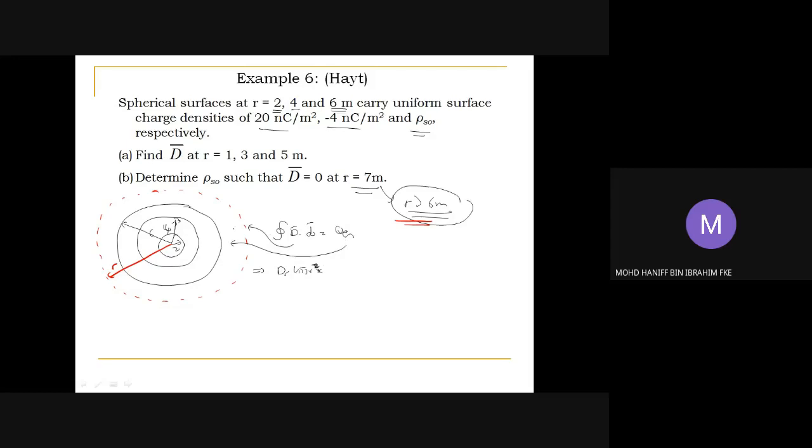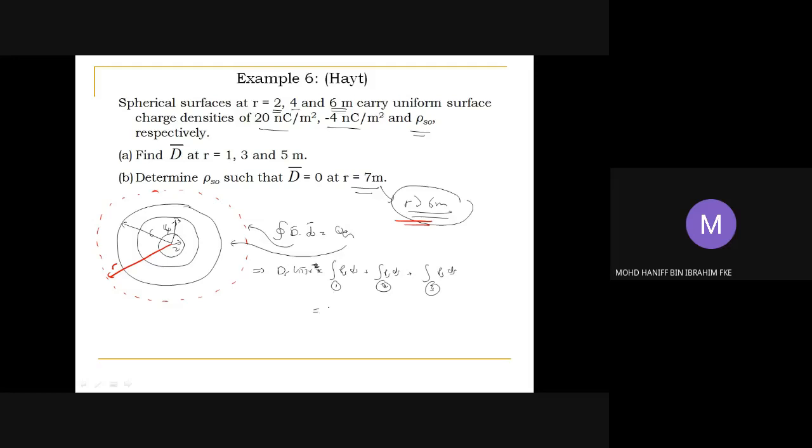So the Q enclosed will be having 3 different spheres enclosed, 2, 4, and 6. All of them will be included in the enclosed charge, yeah? Because all of these 3 are inside the Gaussian. So we are supposed to have rho S dS for the 2 meter, rho S dS for the 4 meter, plus the rho S dS for the 6 meter radius. So we have to include all of them.